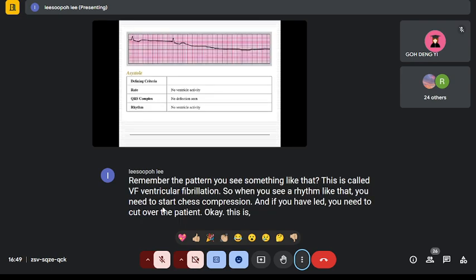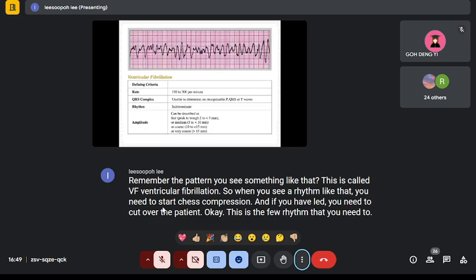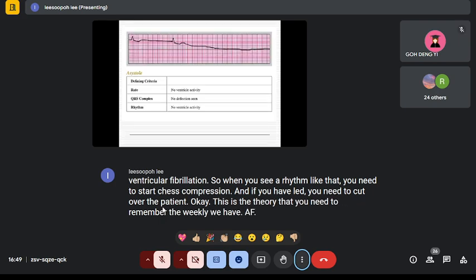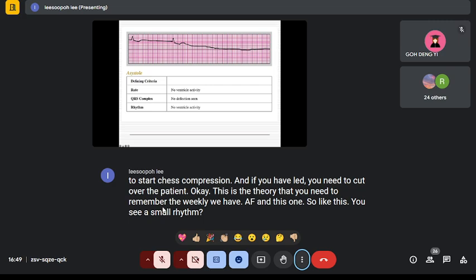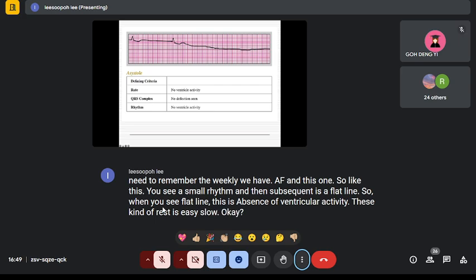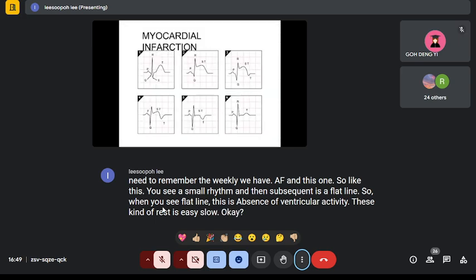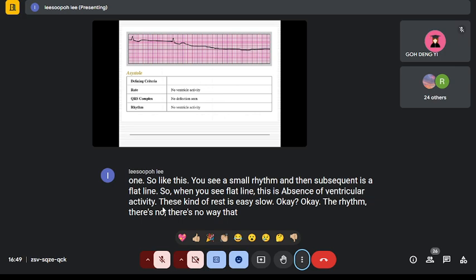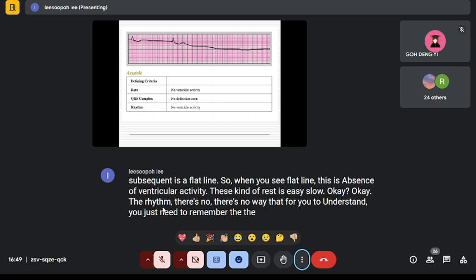These are the few rhythms that you need to remember: the VT, VF, AF, and this one. So what is this? You see a small rhythm, and then subsequently a flat line. When you see a flat line, this is absence of ventricular activity. This is cardiac arrest, this is asystole. For these rhythms, there's no way to understand them; you just need to remember the pattern.